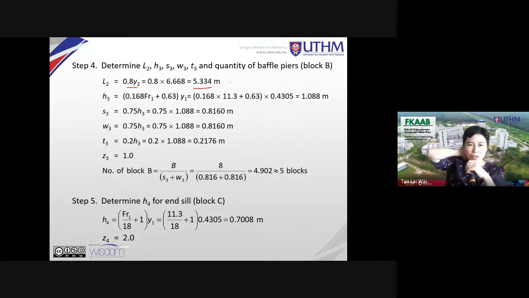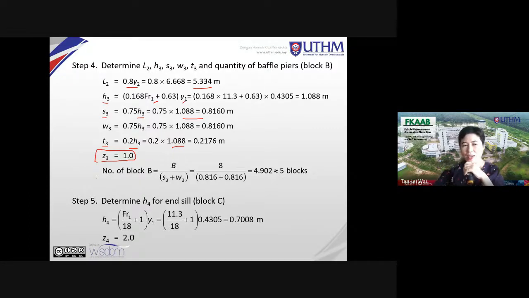Okay. So since you have the Froude number and y1 available, you just substitute to find the height of your buffer piers or block B. Once you have H3, you can determine S3. S3 is the same as W3. So you can write out S3 equals W3 equals 0.75 H3. Then you can solve for it. Then T3 would be 0.2 H3. And here, please make sure you write this out.